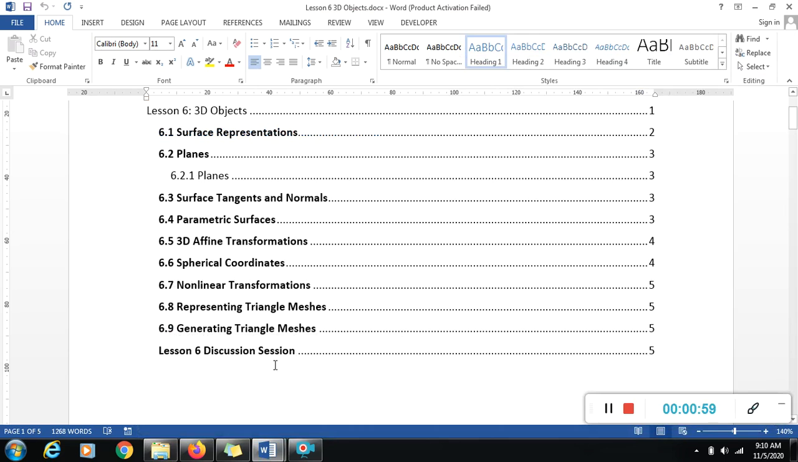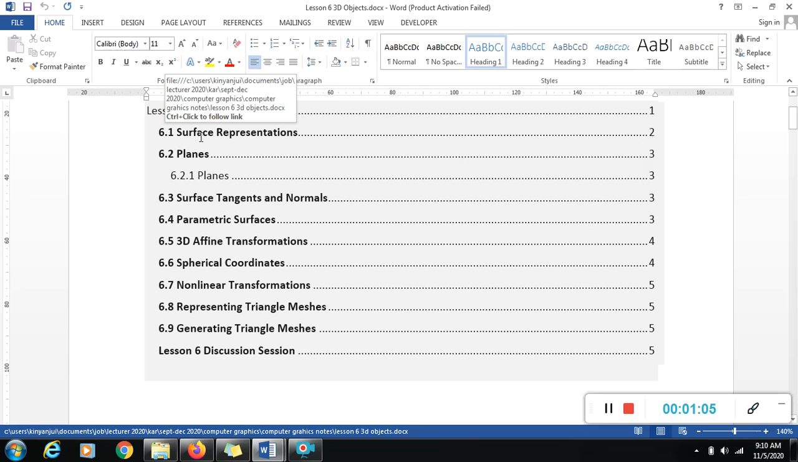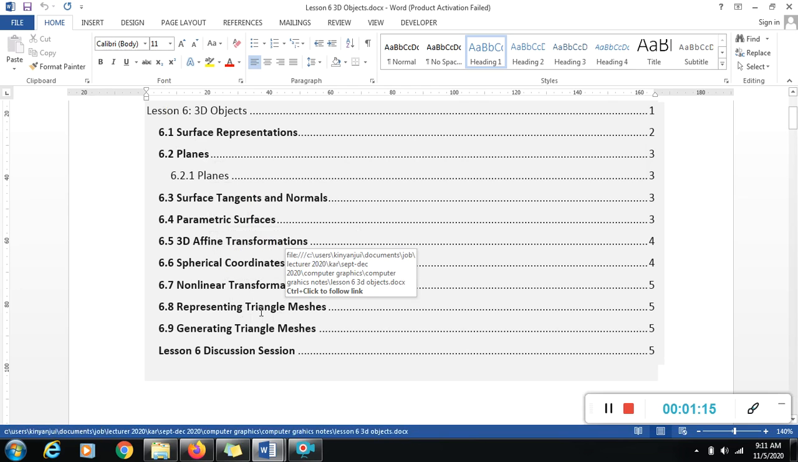But generally speaking, we had looked at 3D objects in the previous lesson, and we introduced ourselves to concepts such as surface representations, planes, surface tangents and normals, parametric surfaces, 3D affine transformations, spherical coordinates, nonlinear transformation, and represented triangle meshes, and how we go about generating those triangle meshes. This was at a conceptual level. It would be of our interest to know how these 3D objects take effect.